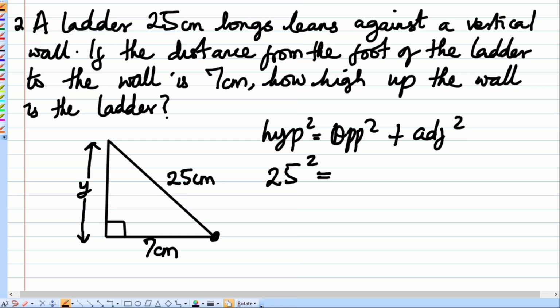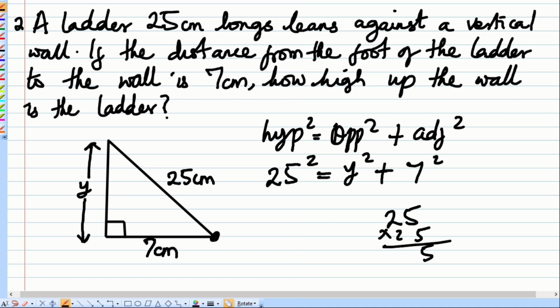It's the commutative property of addition, because 3 plus 5 is the same thing as 5 plus 3, so don't be scared. So let me just say 25 squared is y squared plus 7 squared. Okay, what's 25 squared? So let's just solve it here to get rid of it.